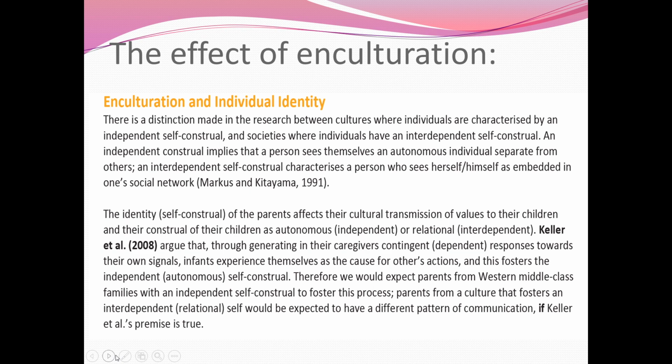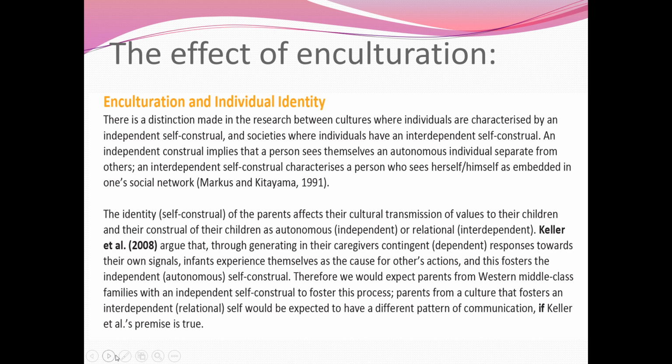So Keller et al. argue that through generating in their caregivers contingent responses towards their own signals, we'll get to what that means in a minute, infants experience themselves as the cause for others' actions, and this fosters the independent self-construal. So this basically means the way that you are looked after by your parents, the way that you are nurtured by your parents, will foster in you either independence or interdependence. So don't worry too much about any words in there you don't understand. It's just basically, how have you been brought up, and have you been brought up to think of yourself as an individual or as a member of a group?